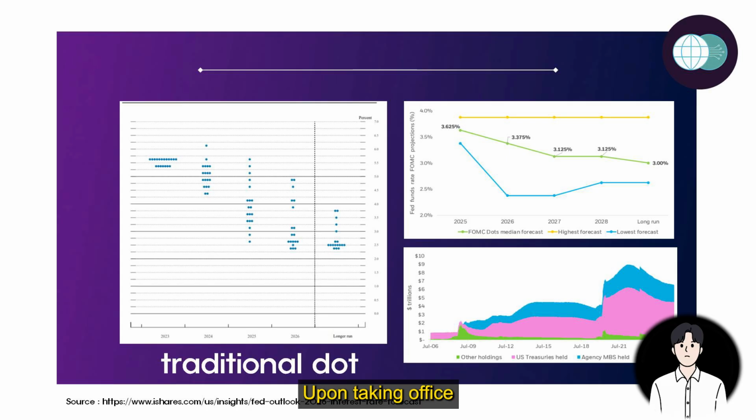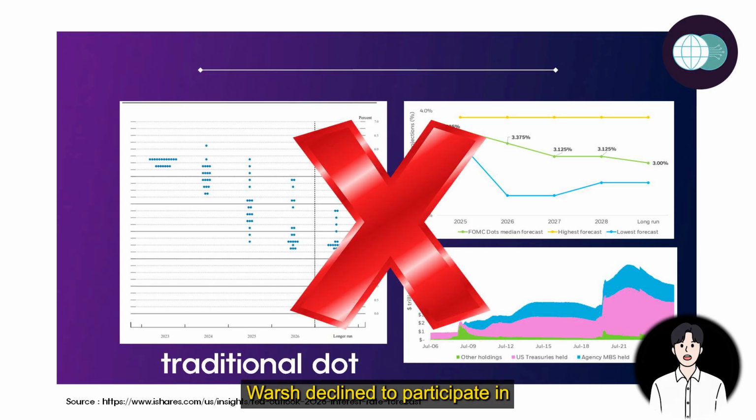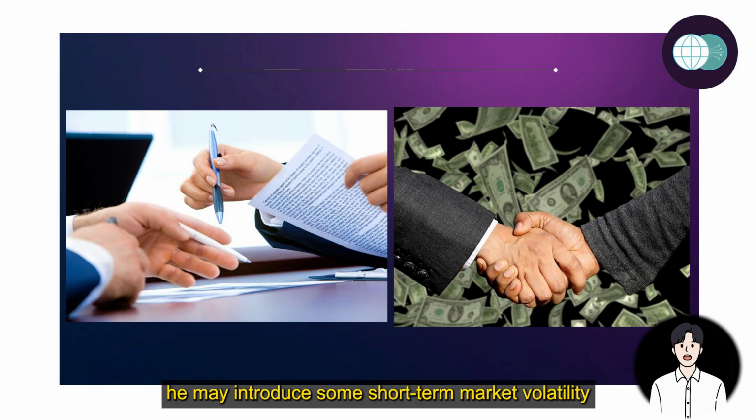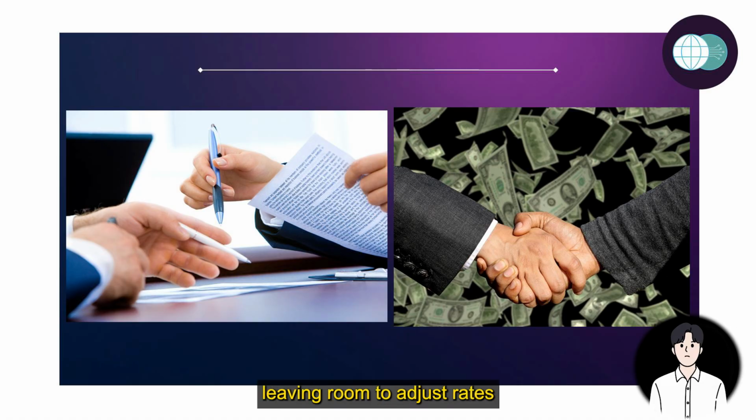Upon taking office, Warsh declined to participate in the Fed's dot plot forecast, describing it as nothing more than a scribble written with a pencil that has a big eraser. By reducing forward guidance, he may introduce some short-term market volatility, but it prevents the Fed from being boxed in by its own projections, leaving room to adjust rates as soon as data requires it.